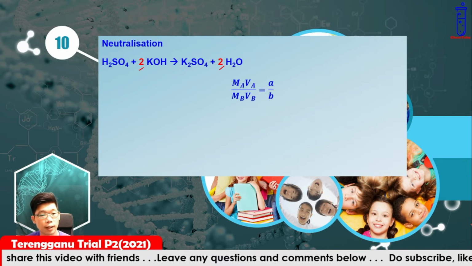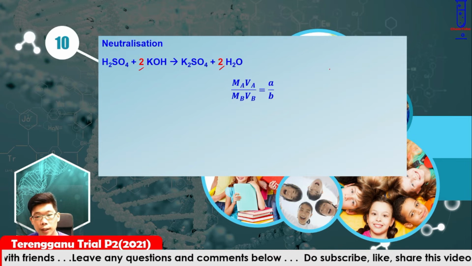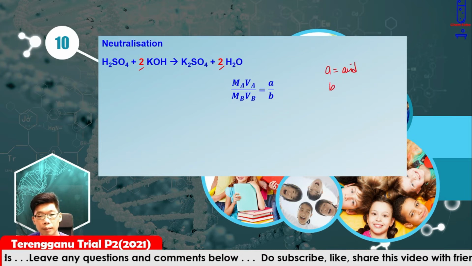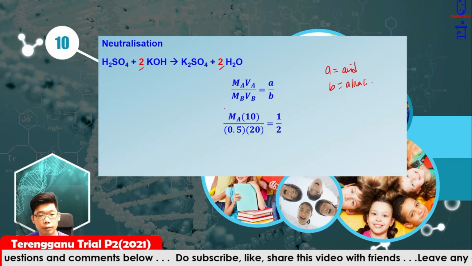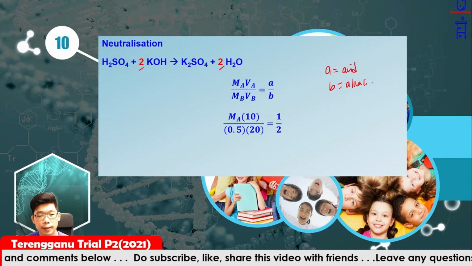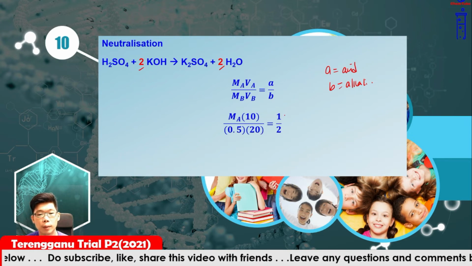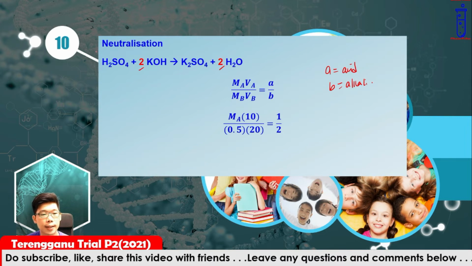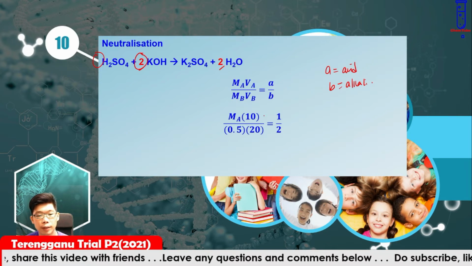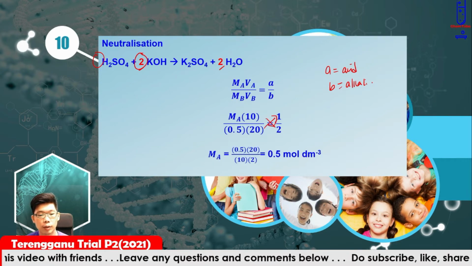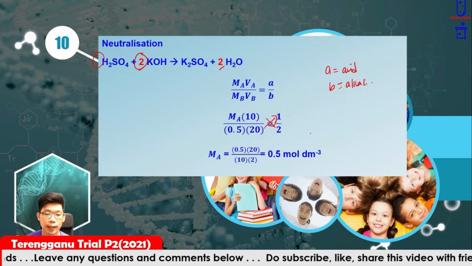For the calculation, we use the formula MAVA over MBVB equals a over b. Remember, a is for acid, b for alkali. Just replace in all the information. We need to find MA. Volume is 10, divided by MB 0.5, VB is 20, over 1, a is the acid. For acid is 1, for alkali is 2, so 1 over 2. How to find MA? Cross multiply, so MA is 0.5 mole per cubic decimeter. The unit must be stated correctly.